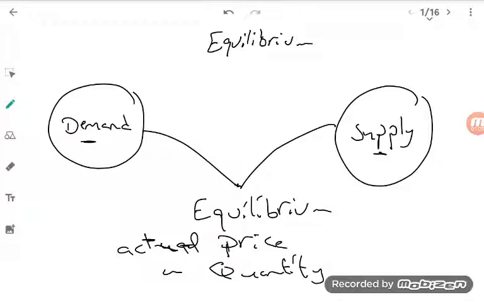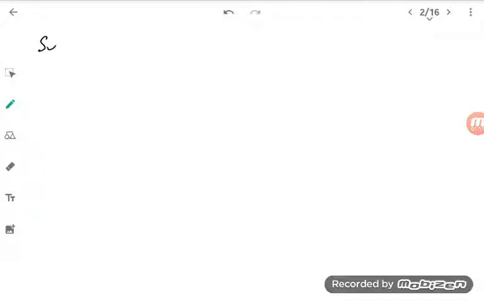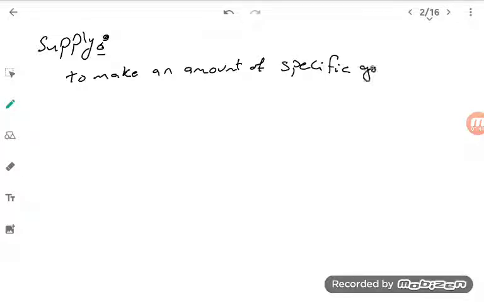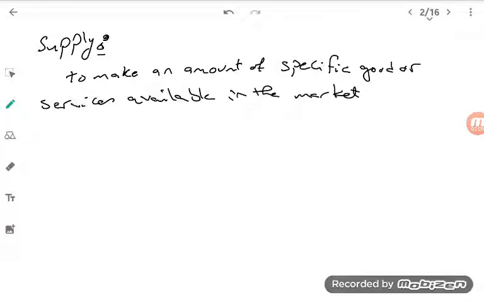Actually, we have covered demand in detail. Now we are going to recap supply quickly. What's supply? Supply means to make an amount of a specific good or service available in the market for sale to consumers.